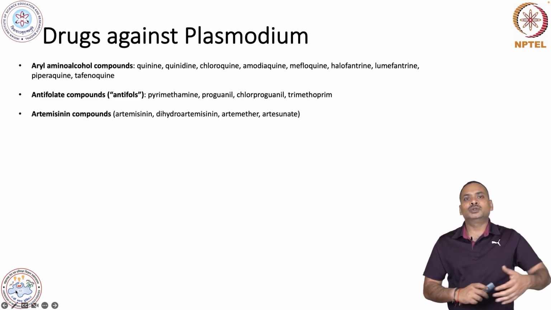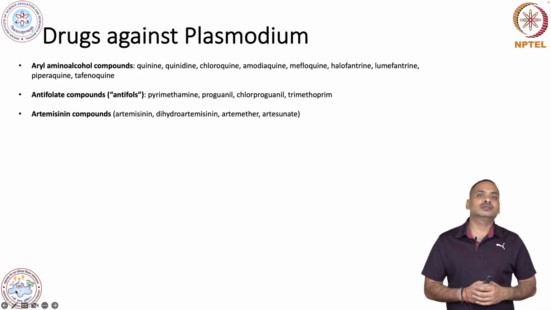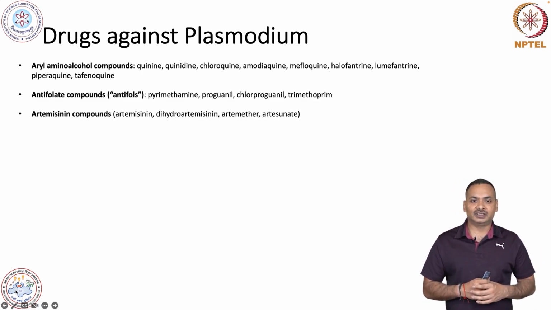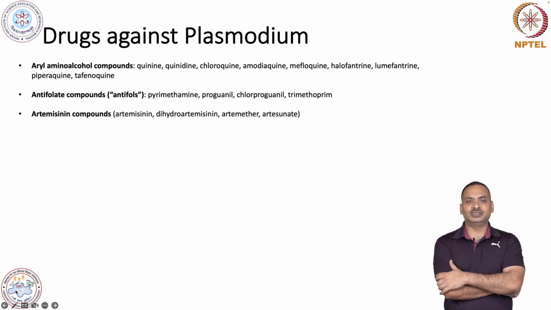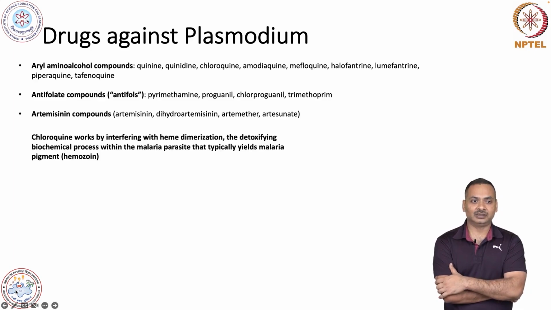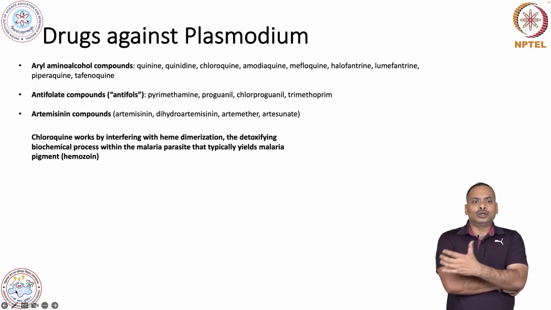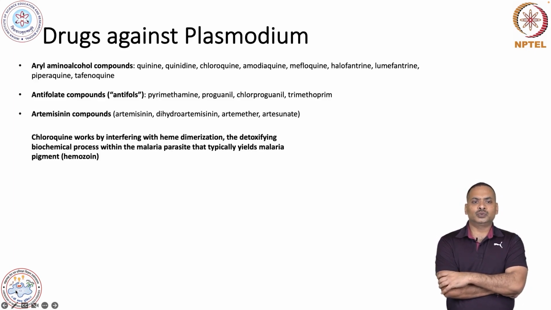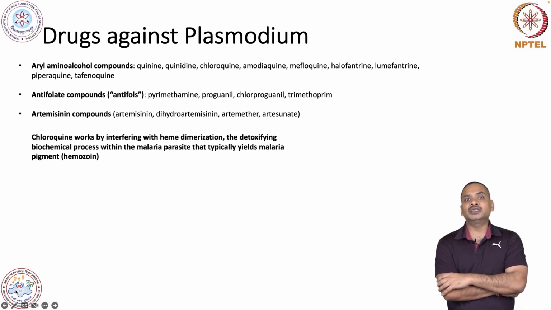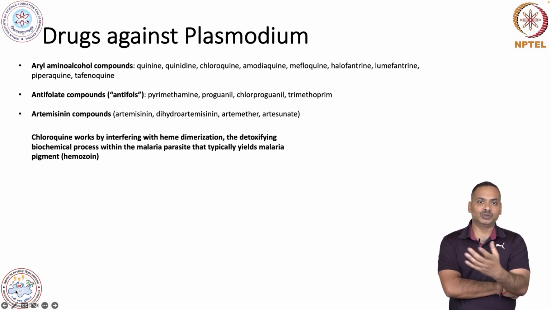Artemisinin compound: this work was done by Yu from China, and she received the Nobel Prize in 2015. This is quite effective against plasmodium infection. Chloroquine works by interfering with heme dimerization, the detoxifying biochemical process within the malaria parasite that typically yields the malaria pigment hemozoin.